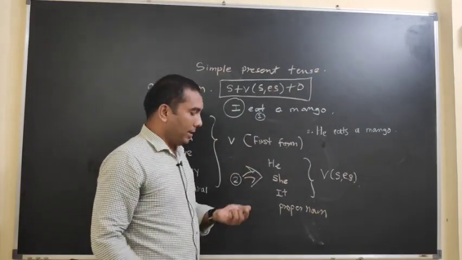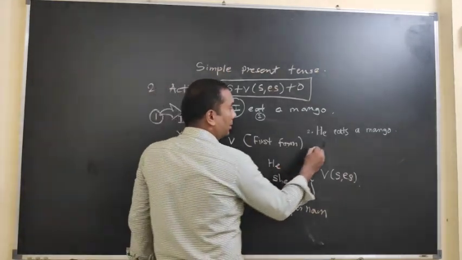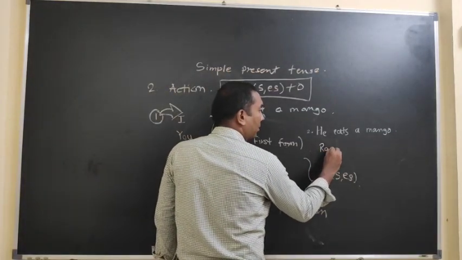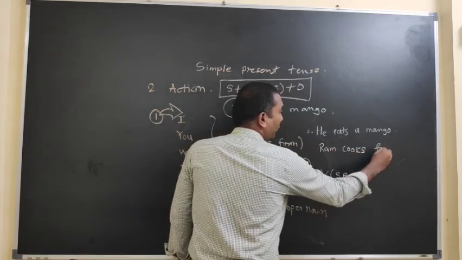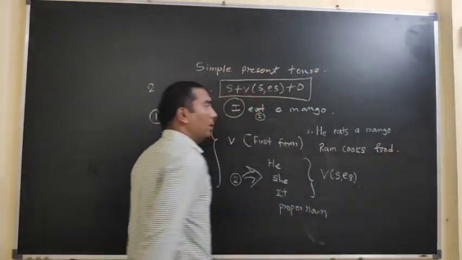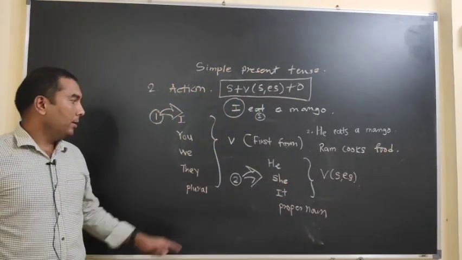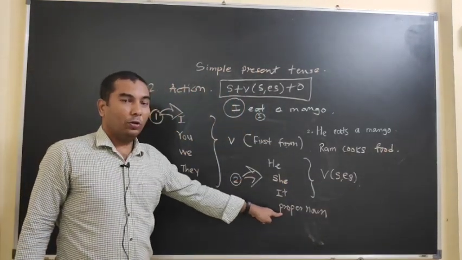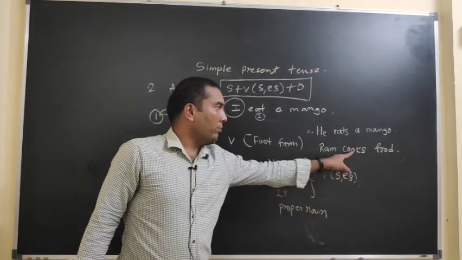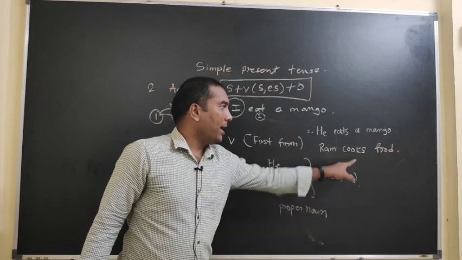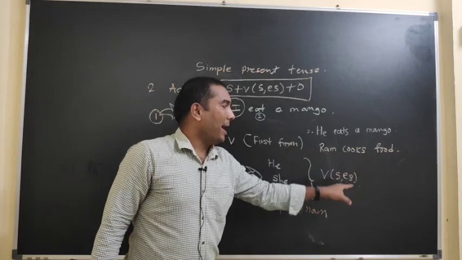But again, second example I can write, Ram cooks food. Now here Ram is a proper noun, so in front of that I have used the verb's first form, that is cook, and to it I have used the s as a suffix.